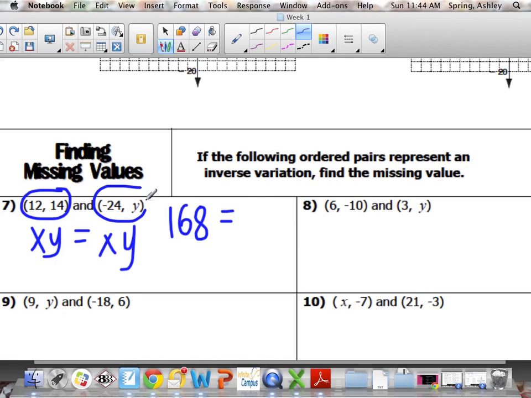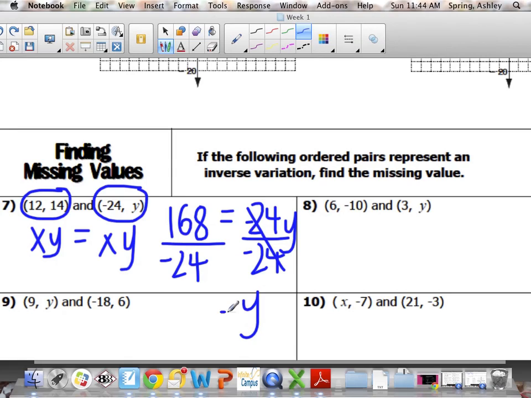So that has to also be true for multiplying this next ordered pair, negative 24 times y. Because we know that this is inverse variation, so we know that their products of x and y have to be the same. And so I can just do some simple algebra to solve, and I get negative 7 for y.